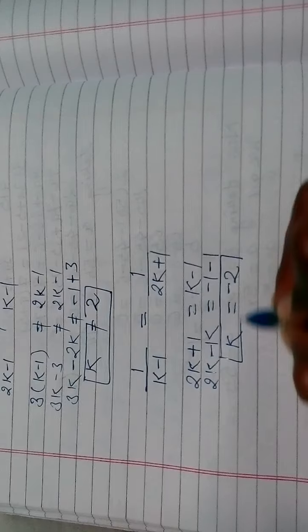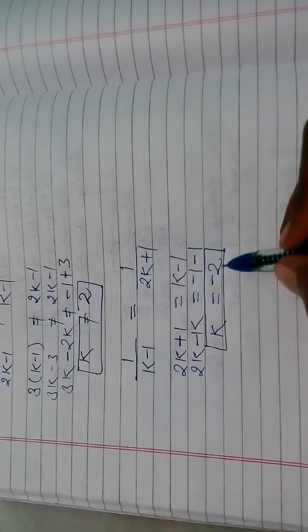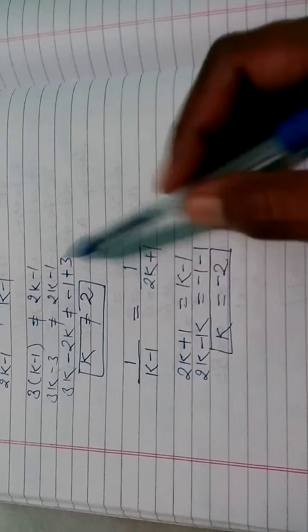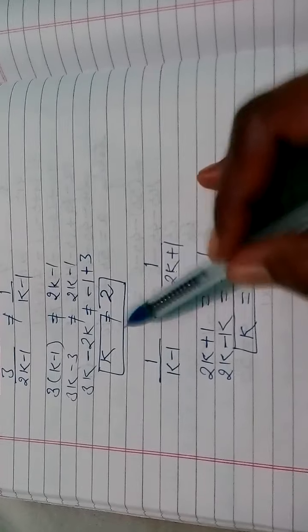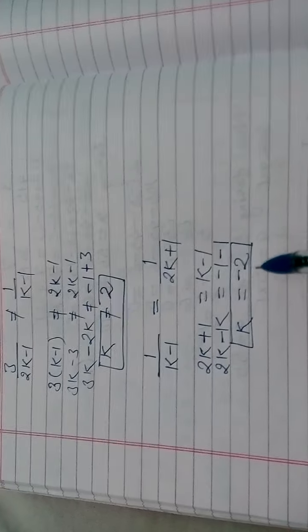First was that k is not equal to 2, and k is equal to minus 2. That means for no solutions the value of k cannot be 2, but the value of k should be minus 2, so that the equations don't have any solutions. So the value of k is minus 2.